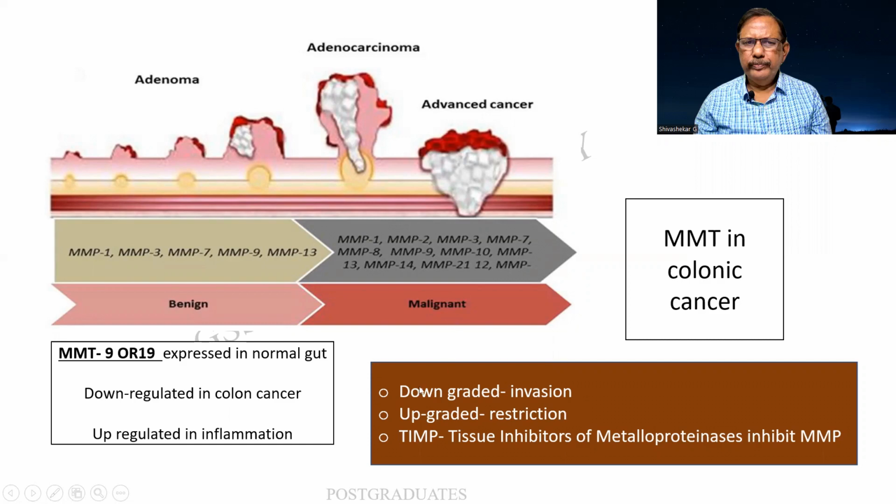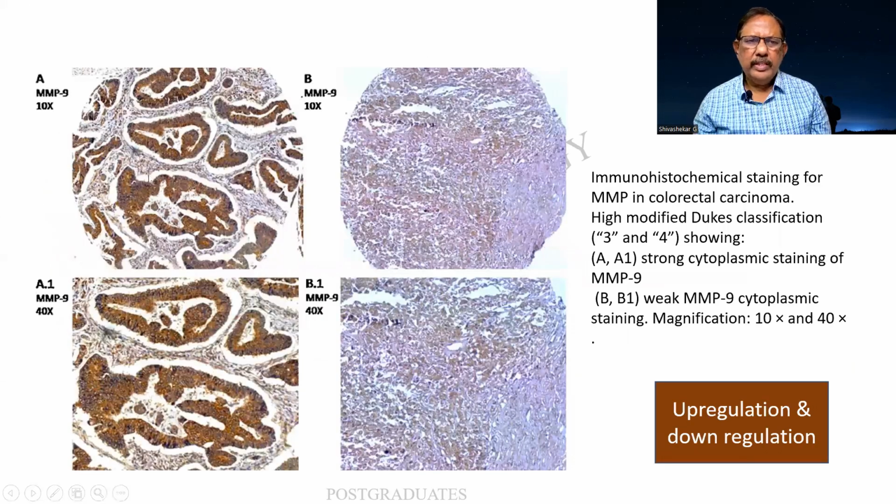And you find that these matrix metalloproteinases are downregulated in invasion and they are upregulated whenever there is a restriction. And there are different groups which can promote as well as inhibit. The tissue inhibitors of matrix metalloproteinases inhibit the action of MMP. So that is depicted over here. So there is matrix metalloproteinase 9, 9 or 19, they are supposed to have an important role in the control of it.